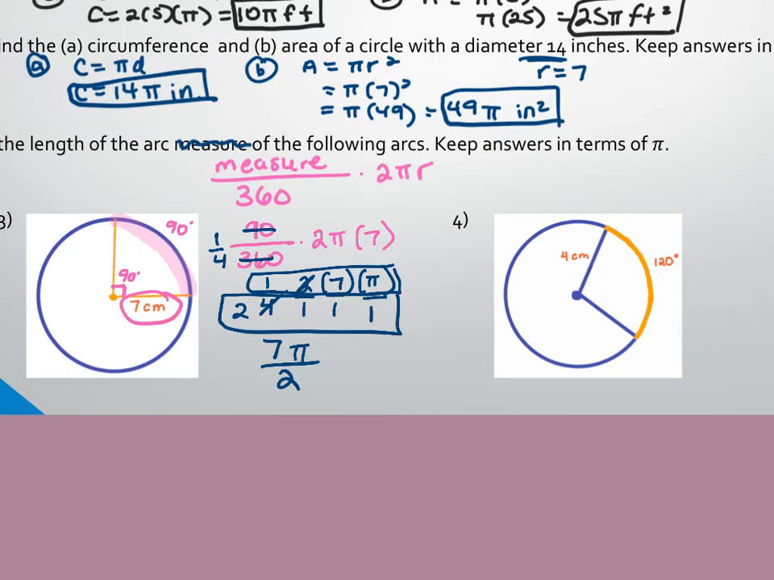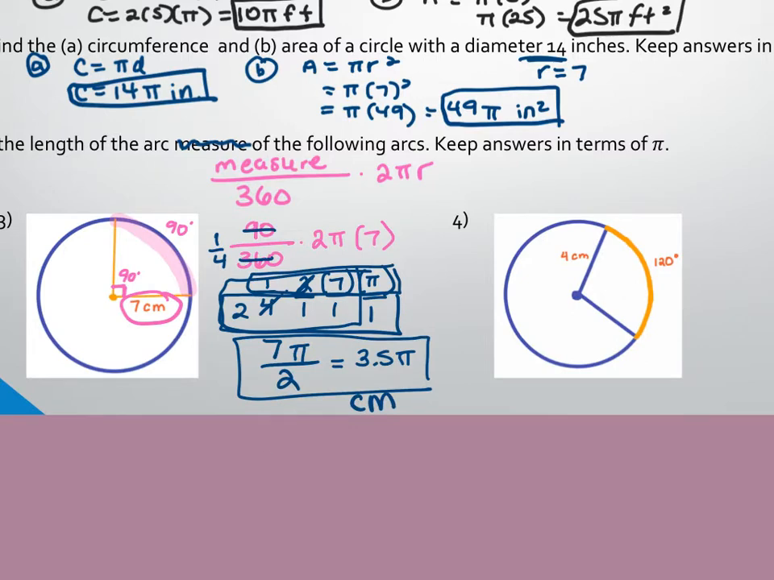You also have the option, as long as you keep pi as pi, to multiply the rest of them out. So I could have just multiplied straight across on the top, straight across on the bottom, and I would have ended up with 3.5 pi. So I will take either one of those answers, either the simplified fraction form or the decimal form. Just make sure you keep pi as pi. So don't use pi as 3.14. And because this is a length, these would both be centimeters.